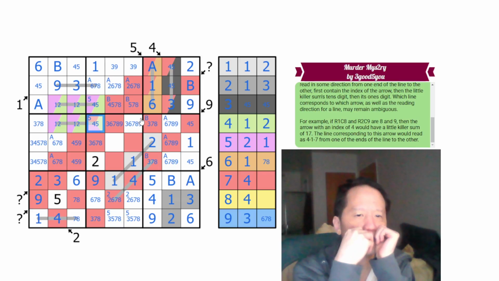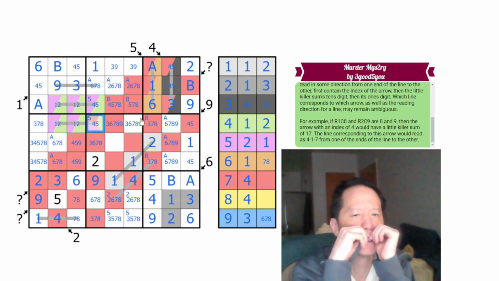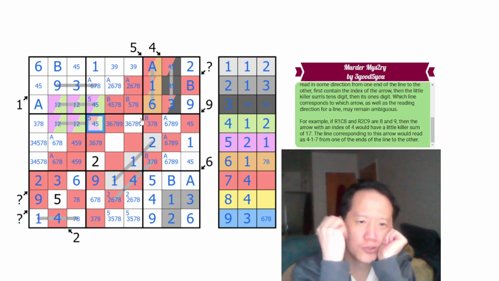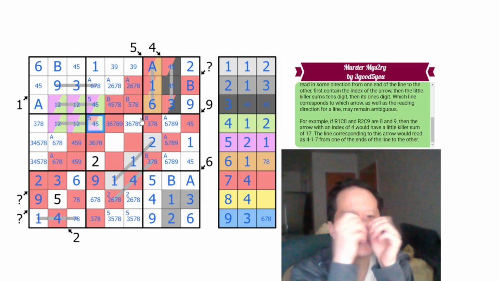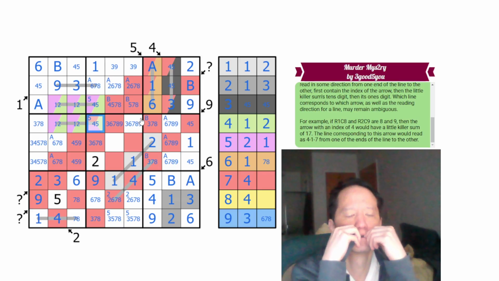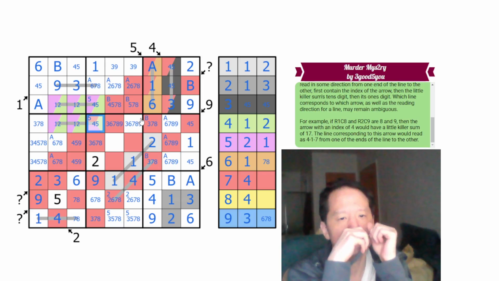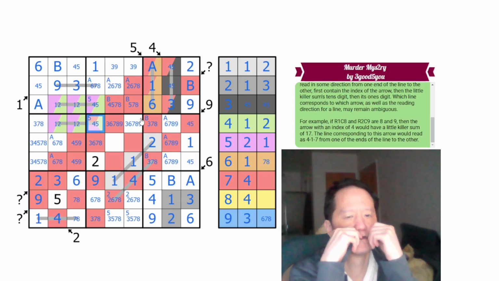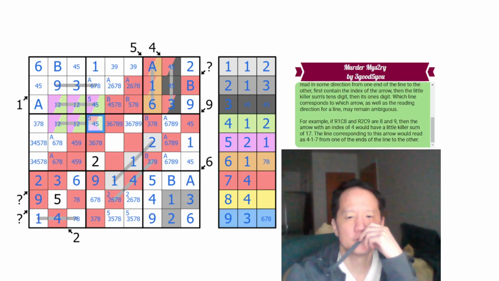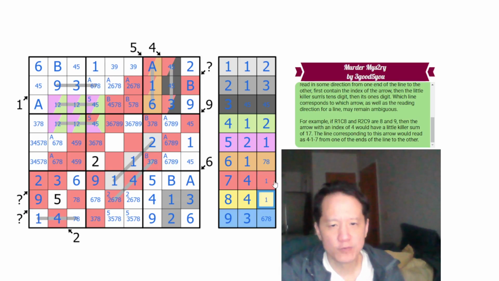Oh, interesting. So what it could be now is 41 for these, or 42, 43, 46, 47, 48. That's still pretty wide.